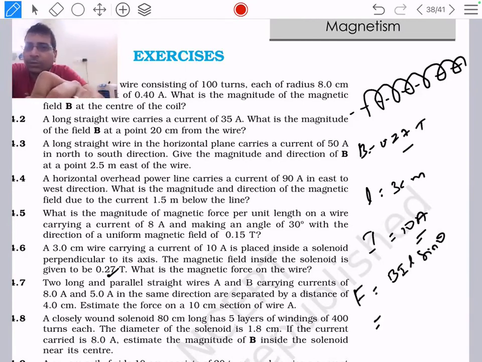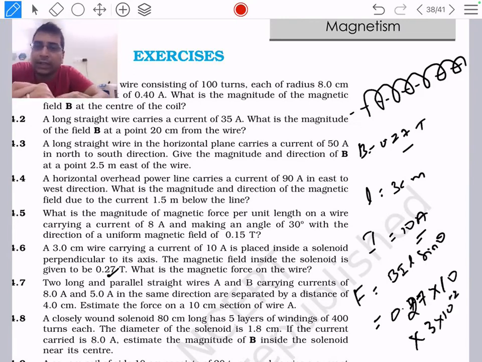So B is how much? 0.27. I is 10. L is 3 into 10 power minus 2. Sin theta is how much? Theta is 90 degrees, so 1. So 0.27 into 3 is 0.81. 0.81 into 10 power minus 2 into 10 is 0.81 into 10 power minus 1. So 0.81 into 10 power minus 1 Newton is the answer.